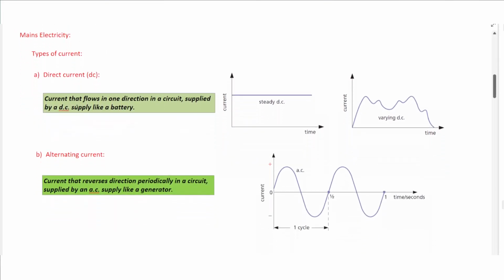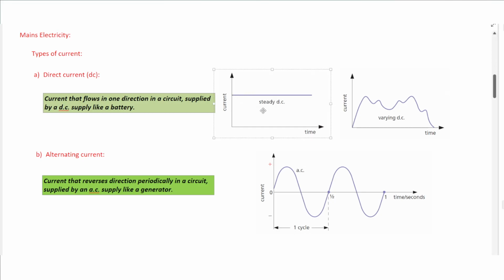Now for the mains electricity connections, there are 2 types of current that you can connect to any circuit. There is direct current, which is current that flows in one direction, usually supplied by a battery or a DC supply. And there is alternating current that keeps reversing direction. And this is the main or the usual type of current that comes from mains electricity or from the electric power stations and generators.